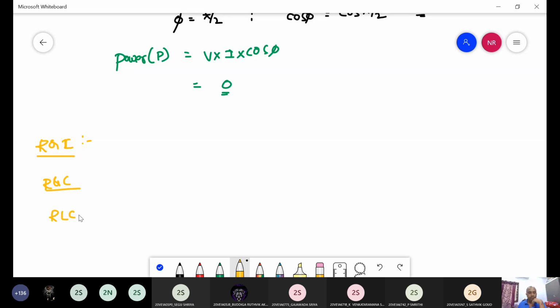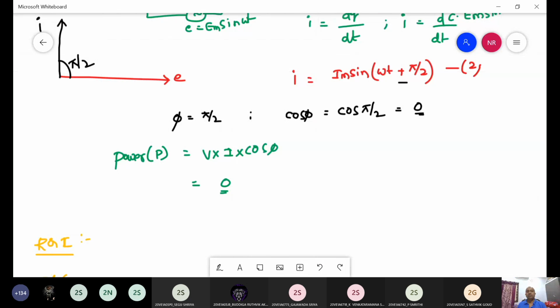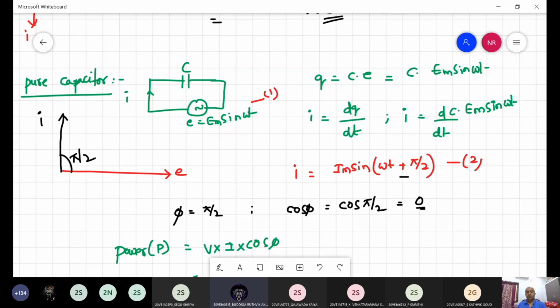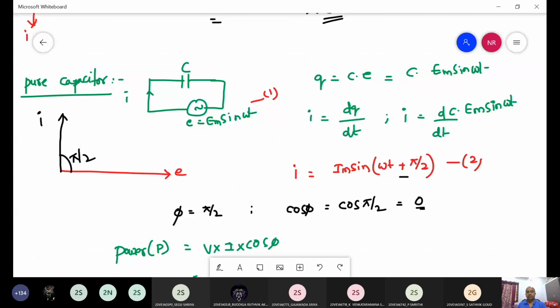Sir, can you show the pure capacitor equation once? Pure capacitor, scroll down. Yes, sir. Okay. Thank you, sir.